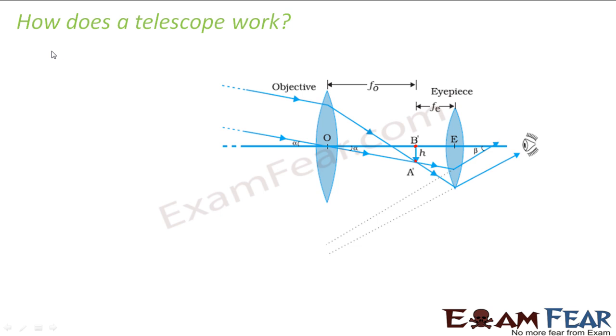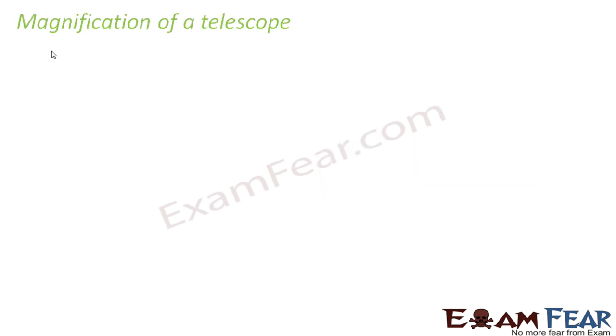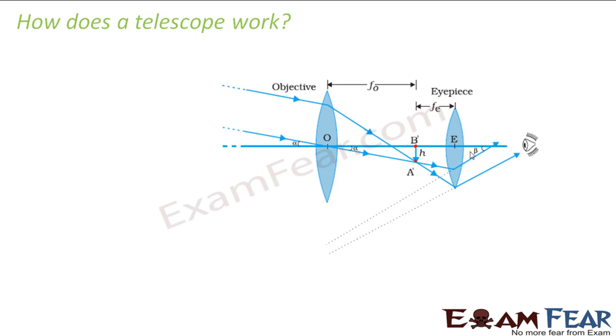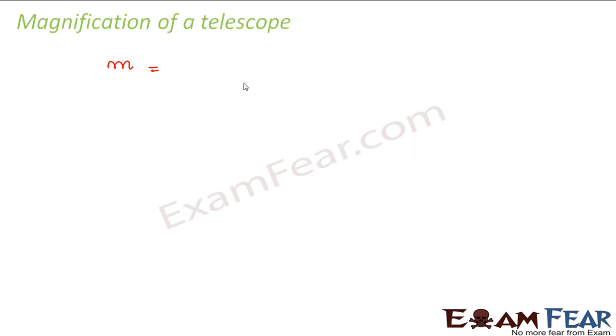Now let us look at the magnification of a telescope. So what would be the magnification? That is height of the image by height of the object, or we can also consider the visual angle. What is the visual angle or the angle subtended by the image on the eye? That is beta, and the angle subtended by the object on the eye, that is alpha. So we can say that magnification is equal to beta divided by alpha.